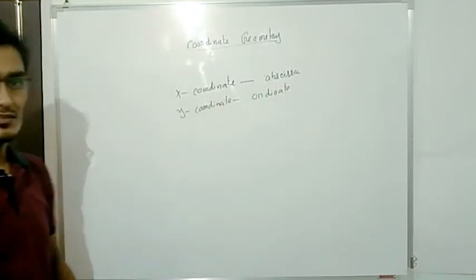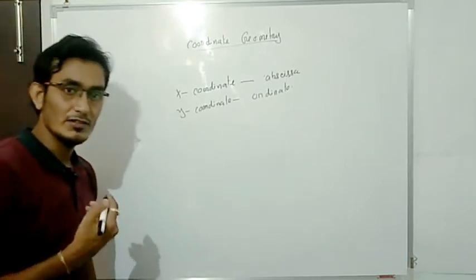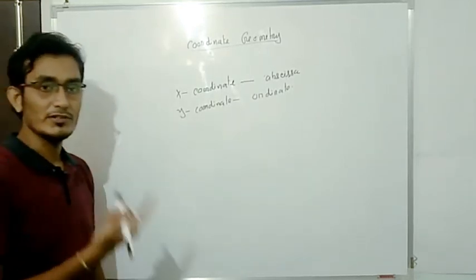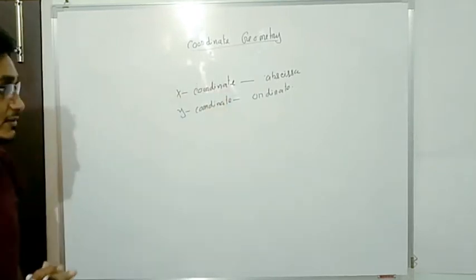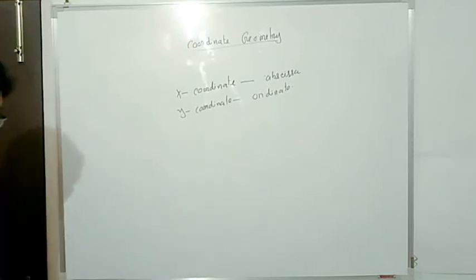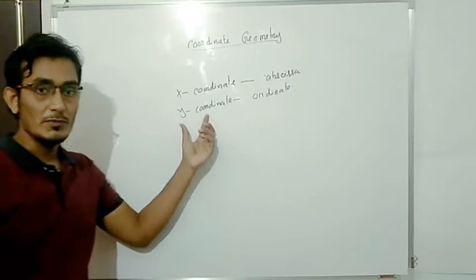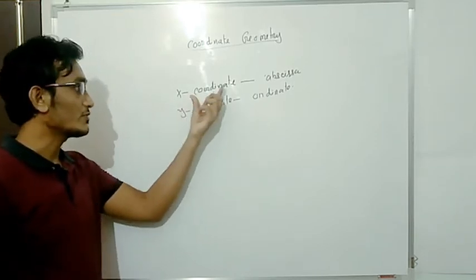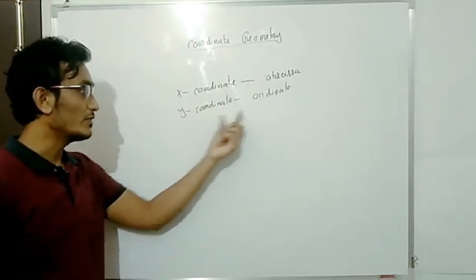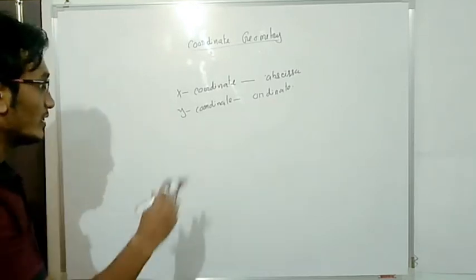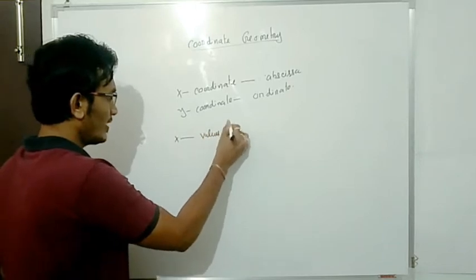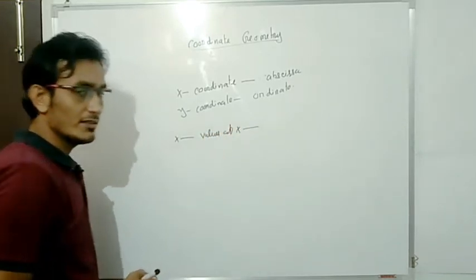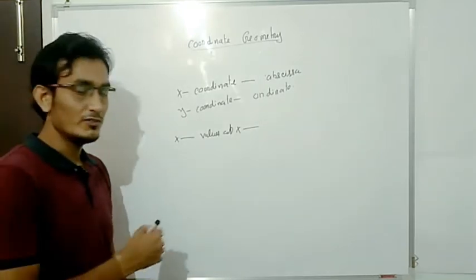X coordinate is nothing but the values of x. We are getting the positive values and negative values of x. So there are two important points you should remember. X coordinate means the abscissa and y coordinate means the ordinate. X coordinate is nothing but the values of x. We have already discussed the positive values and the negative values of x.